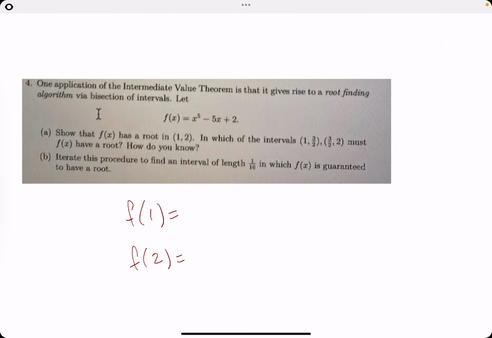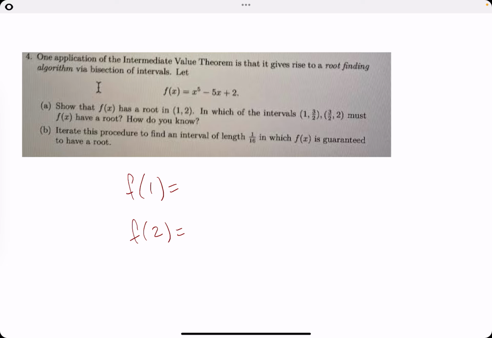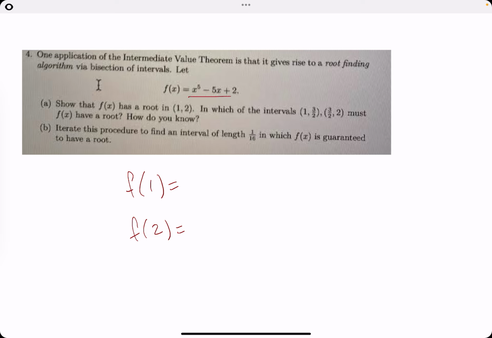Okie dokie, number 4. They ask us to use the intermediate value theorem. They say one application is that it gives rise to a root finding algorithm via bisection of intervals. Let f of x equal this. Show that f of x has a root in 1 to 2.